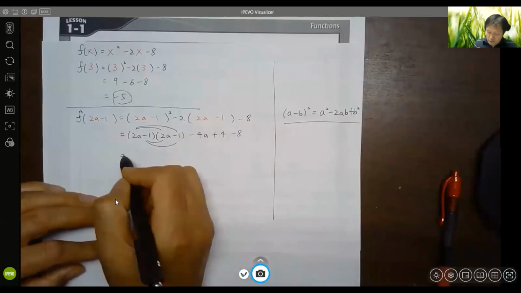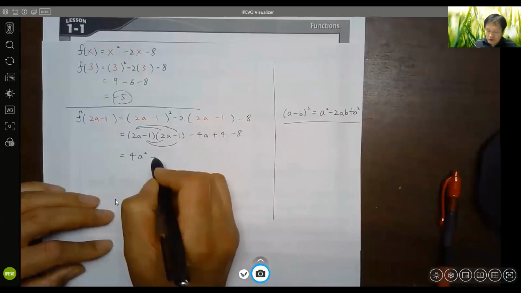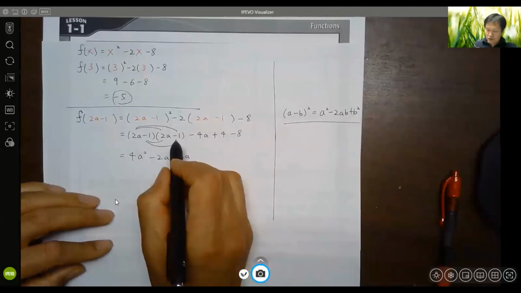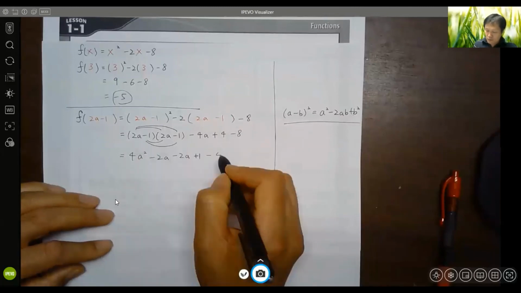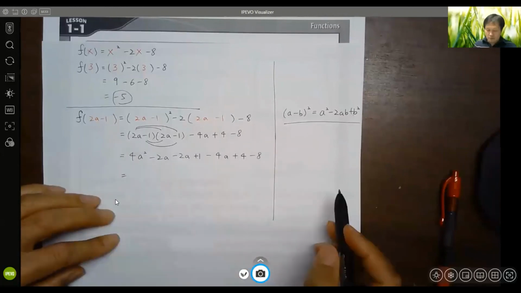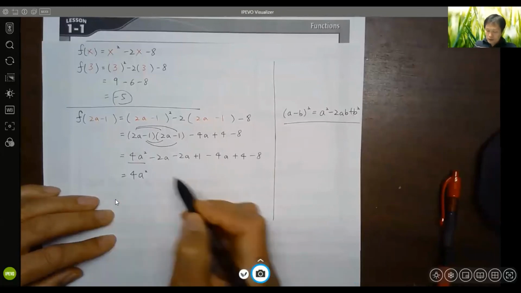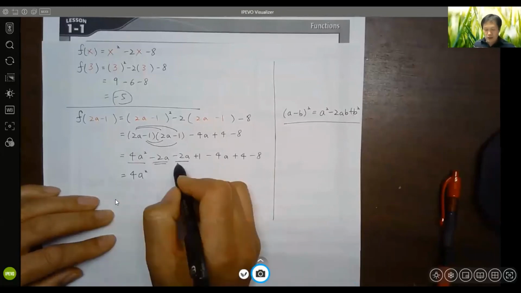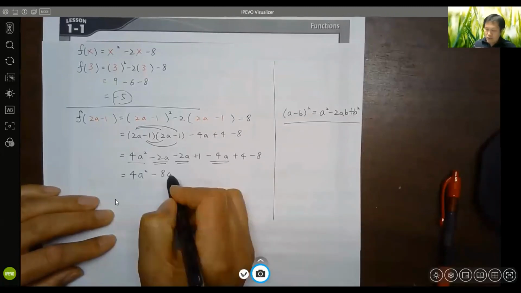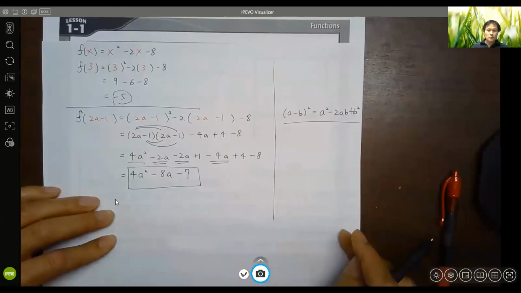2a, 2a, 4a squared. 2a times minus 1, minus 2a. Minus 1 times 2a, minus 2a again. Minus 1 times minus 1, plus 1. Minus 4a, plus 4, minus 8. Combine like terms. a squared by himself. Minus 2 minus 2 minus 4 is minus 8a. Plus 1 minus 8, minus 7. Final answer.